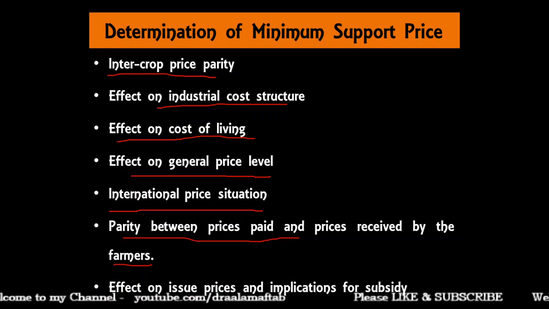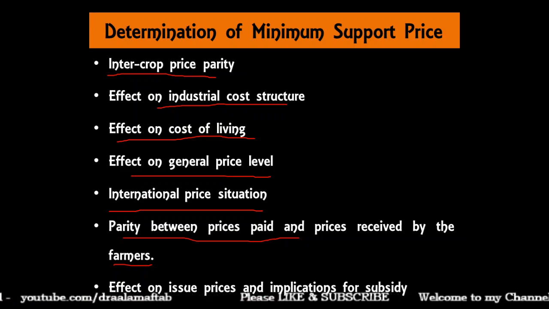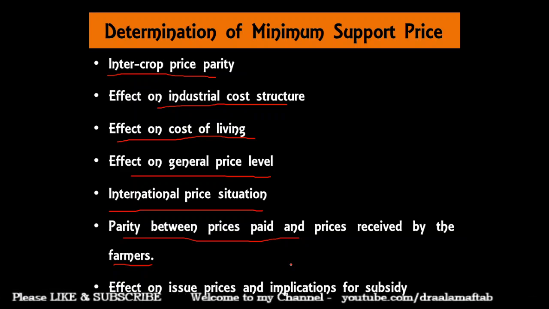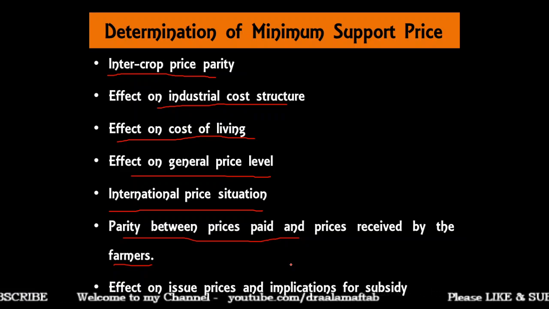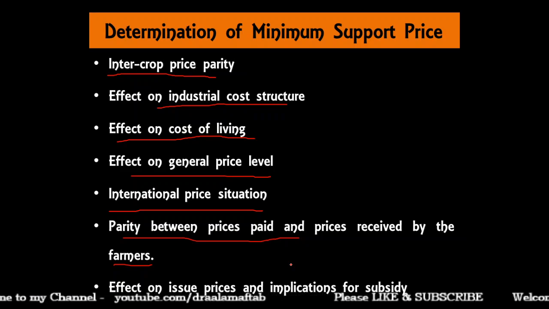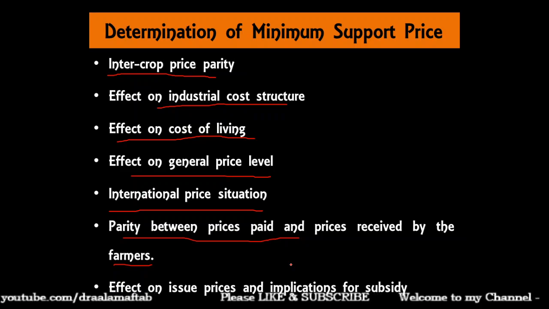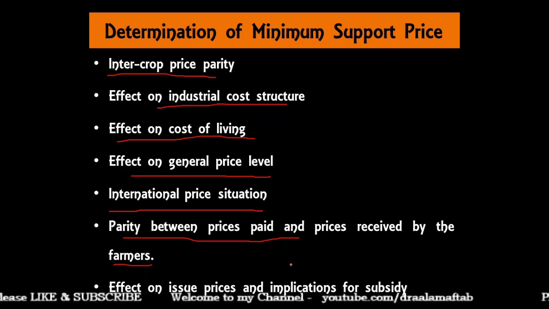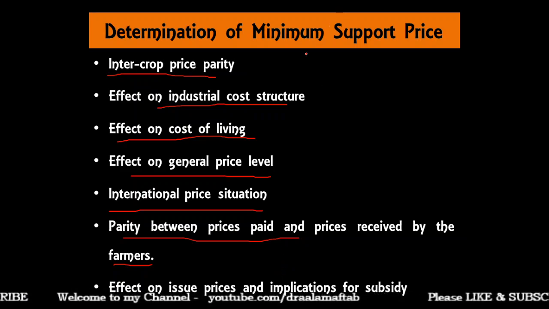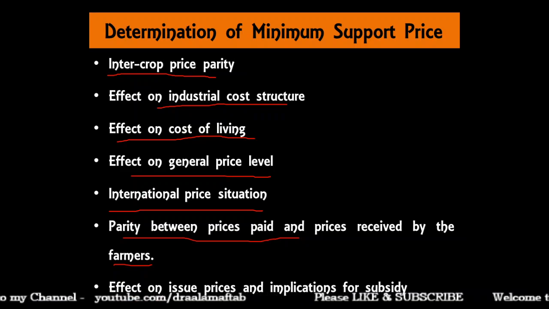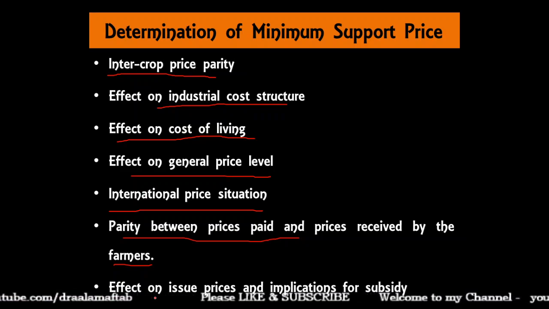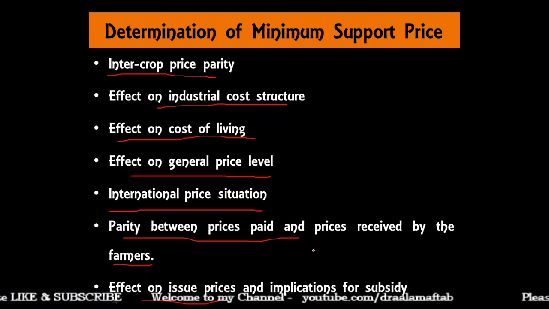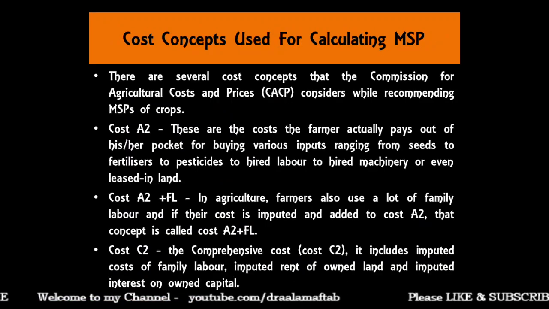And next is the effect on issue prices and implications for subsidy. So MSP and the issue prices, that differential is also taken into account. After all, MSP is announced, and at that rate the buffer stock is created, and then the buffer stock is distributed through PDS and other such programs, so the issue price will also be affected by this MSP. So their implication is also considered before deciding the MSP. So these are the factors on which the determination of minimum support price depends.